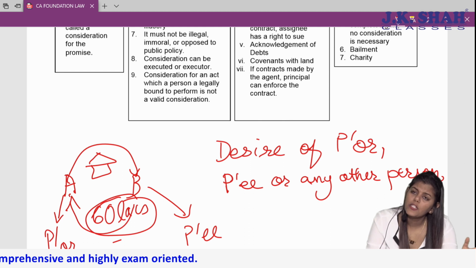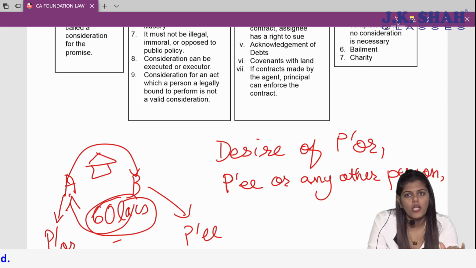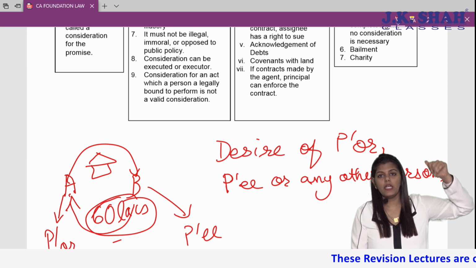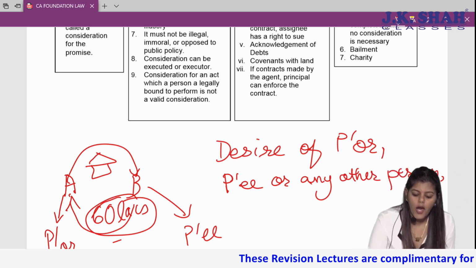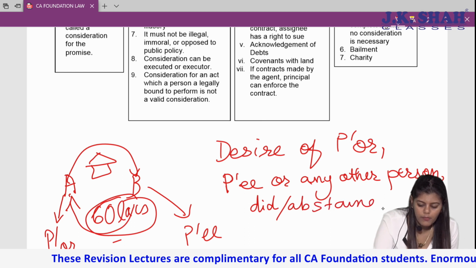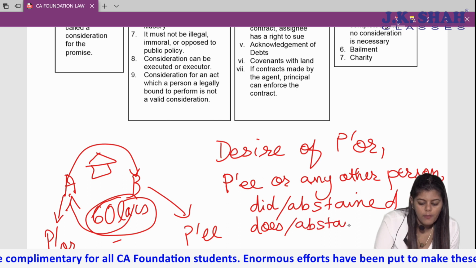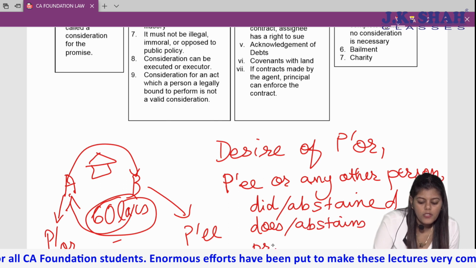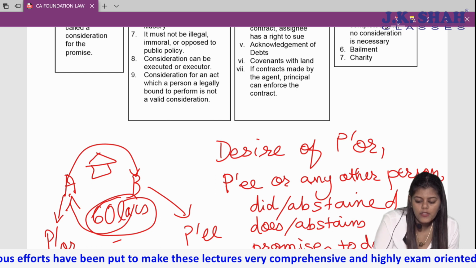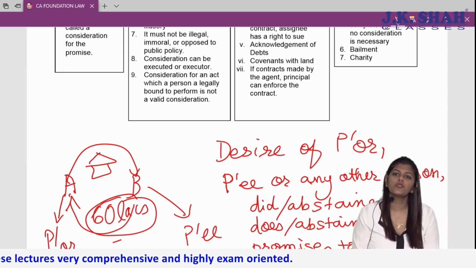Okay. B has already paid 60 lakhs in advance. Will that work? It will. He is paying right now. Will that work? It will. He will pay 2 months later. Will that work? It will. It means it can be either past, present or future. So either he did or he abstained from doing something, that is past, or he does or abstains from doing something, that is present, or he promises to do or abstain from doing something. Such an act or abstinence is known as consideration.